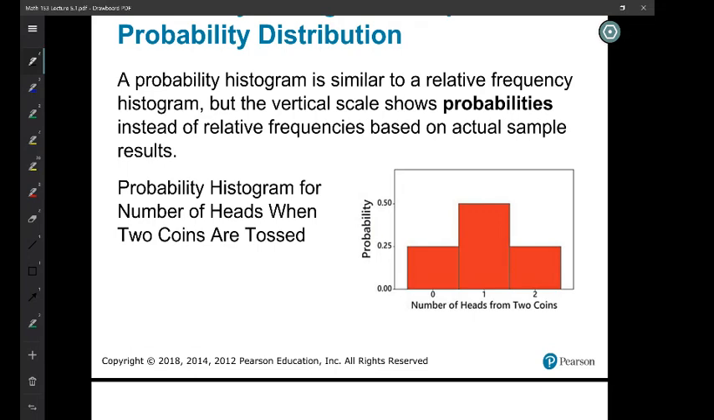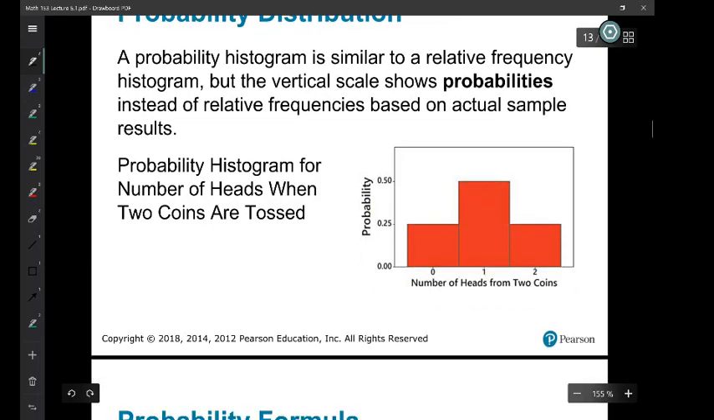This is a histogram for the probability distribution that we constructed above. Notice that for 0 heads, the bar goes up to 0.25 because the probability of getting 0 heads from 2 coin tosses is 0.25, 1 out of 4. The probability of getting 1 head is 50%, 1/2, 0.50. And the probability of flipping heads twice would be 1 in 4, so this bar goes to 0.25.